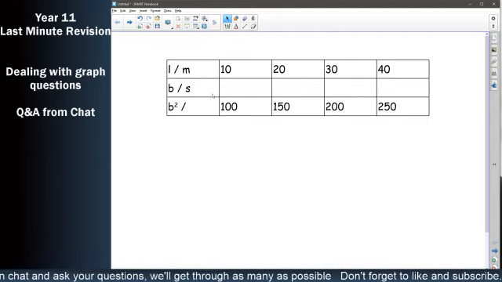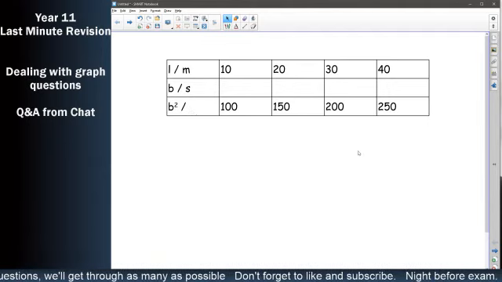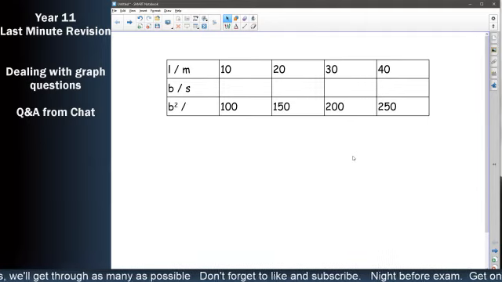So we've got some blanks here, and then we've got B squared with a blank here, and then 100, 150, 200, 250 as our results. Alright, so what we want to do in this one is have a little look at what they might ask us.